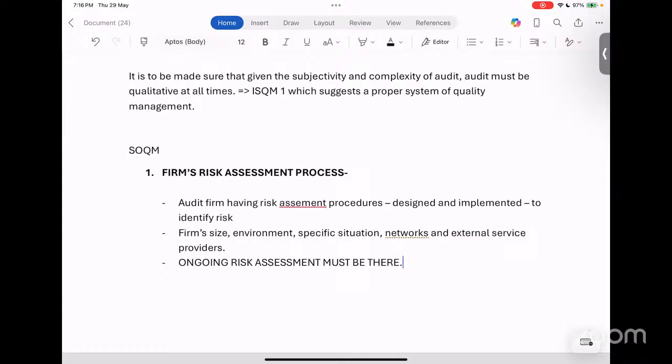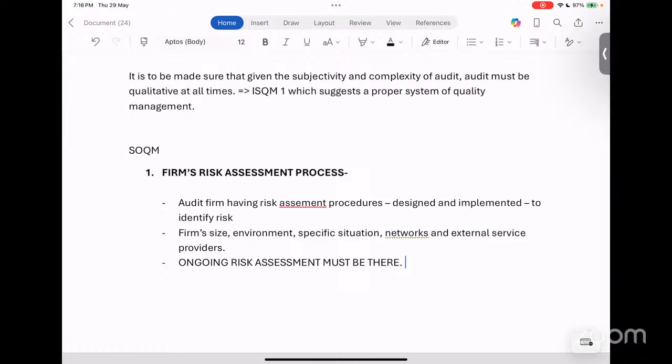You should not do it just once. You have to keep on doing it, so that even if I conducted risk assessment procedures at the start of the month and there was no risk, I will also do it at the end of the month or during the month, and I'll keep a check on it. Maybe it was not there before, but it's there now.